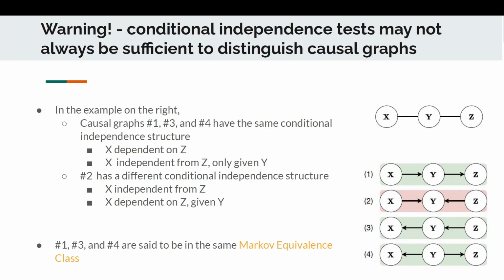However, even under the previous assumptions, conditional independence tests may not be sufficient to distinguish different causal graphs. For example, let's take the example on the right. Causal graphs 1, 3, and 4 have the same conditional independence structure. X is dependent on Z, and X is independent from Z only given Y. But when you look at causal graph structure 2, you will see a different story. X is independent from Z, and X becomes dependent on Z when we condition on Y. And we call this similarity between 1, 3, and 4 the same Markov equivalence class, meaning the nature of them is the same.